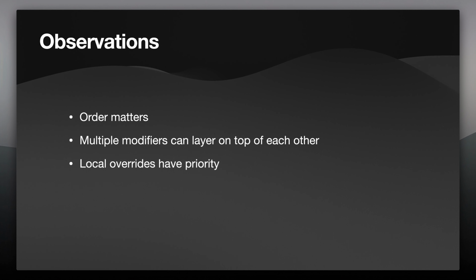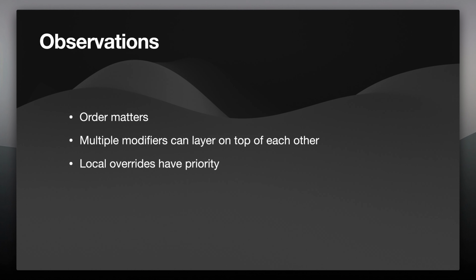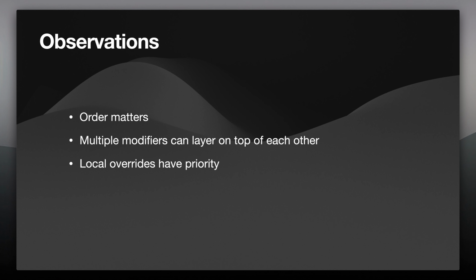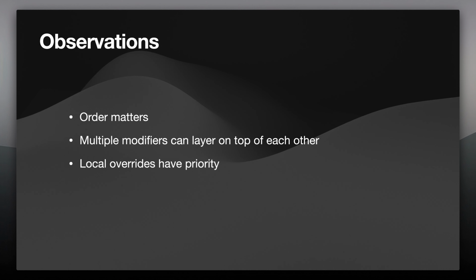A few other observations. Order matters. That I understood already. But the pattern itself? No, not yet. Multiple modifiers can layer on top of each other to increase the effect. And local overrides on child view level have priority. Which means I can change the font for a child view even if the environment modifier has different parameters.